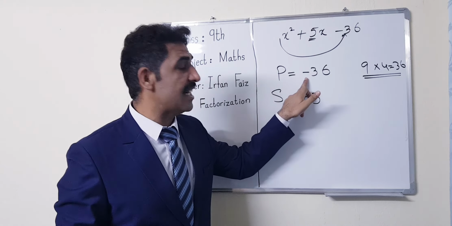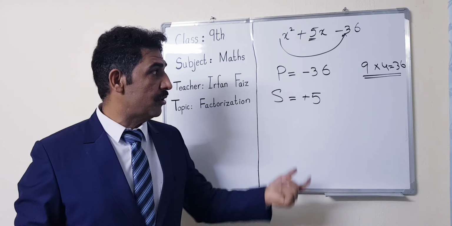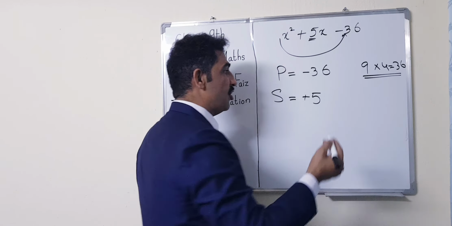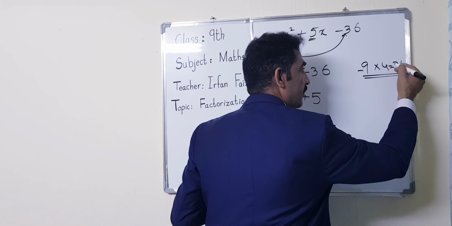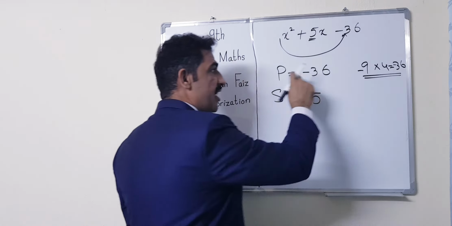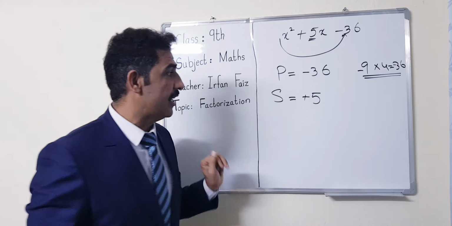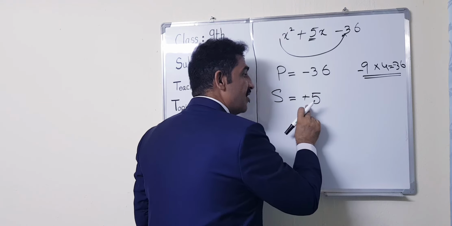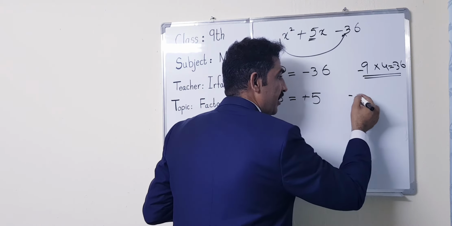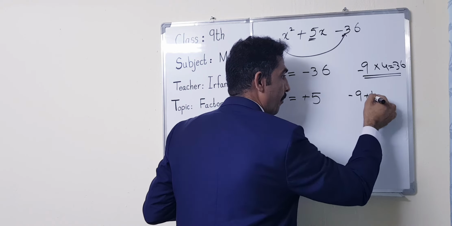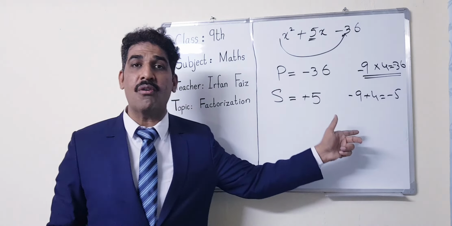But now the product is negative, so one term must be negative. If we assume this term is negative, the answer is minus 36. It satisfies the condition of the product, but it does not satisfy the other condition. Do you know why? Because we need plus 5 after subtracting. When we subtract, minus 9 and plus 4 gives minus 5. So this is wrong.